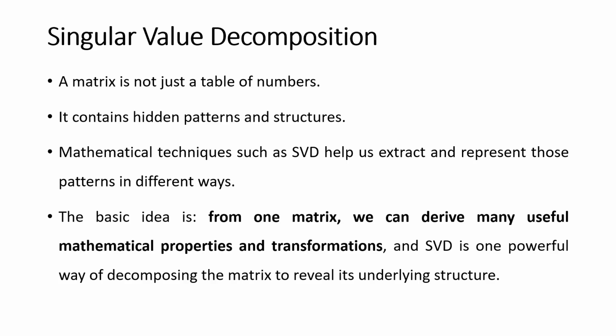We have already studied matrices. Matrix means it will have some collection of numbers, right? Matrices are not merely a table of numbers. They carry a lot of information which may not be easily understood by humans, but the numbers in the matrix correspond to different information or hidden patterns. Mathematical techniques like SVD help us to extract and represent these hidden patterns or features within a matrix.